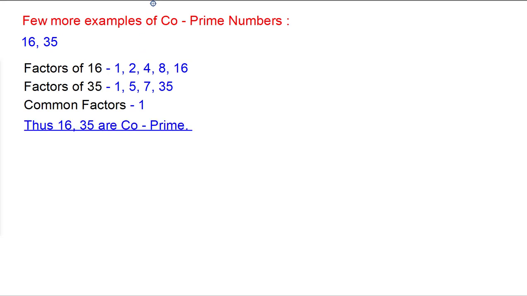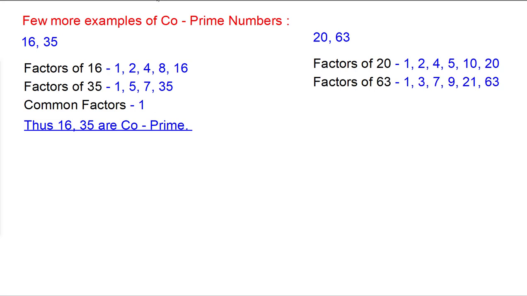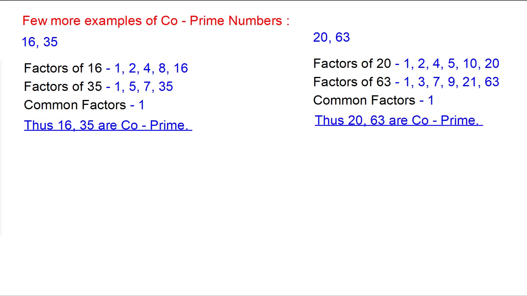Let's have a look at one more example: 20, 63. Let's list down all the factors of 20: 1, 2, 4, 5, 10 and 20. All the factors of 63: 1, 3, 7, 9, 21 and 63. Over here we can see that the only common factor is 1. That is why 20, 63 is a coprime pair.